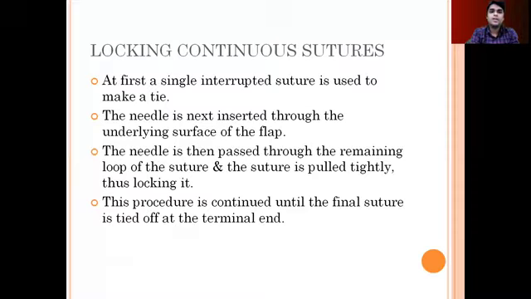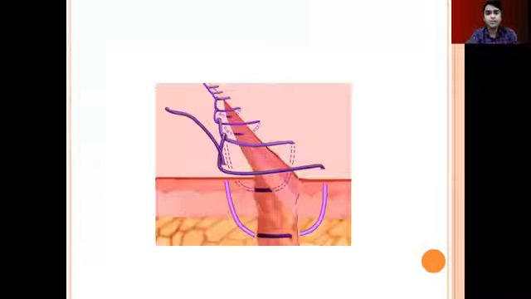The technique: at first, a single interrupted suture is used to make a tie. The needle is inserted through the underlying surface of the flap. It is then passed through the remaining loop of the suture, and the suture is pulled tightly, thus locking it, hence the name. This procedure is continued until the final suture is tied off at the terminal end. This is an image of the locking continuous suture.